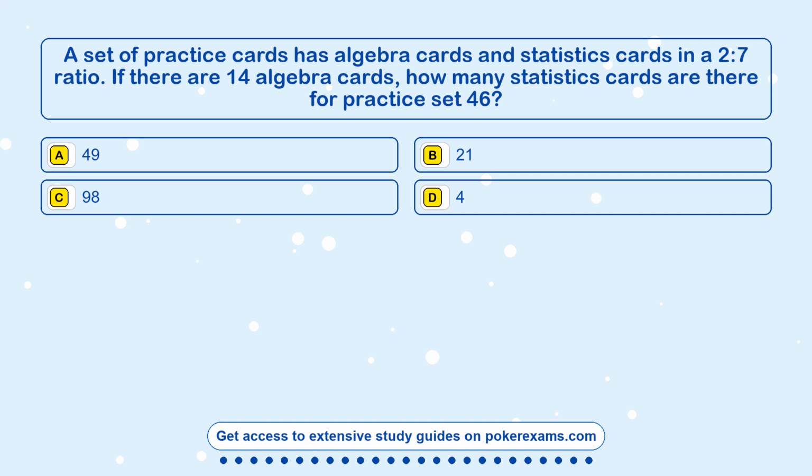Question 4. A set of practice cards has algebra cards and statistics cards in a 2:7 ratio. If there are 14 algebra cards, how many statistics cards are there for practice set 46? Option A 49. Option B 21. Option C 98. Option D 4.